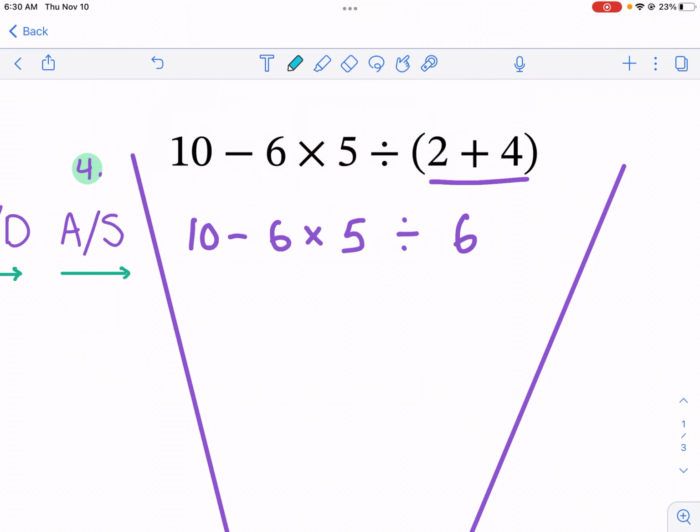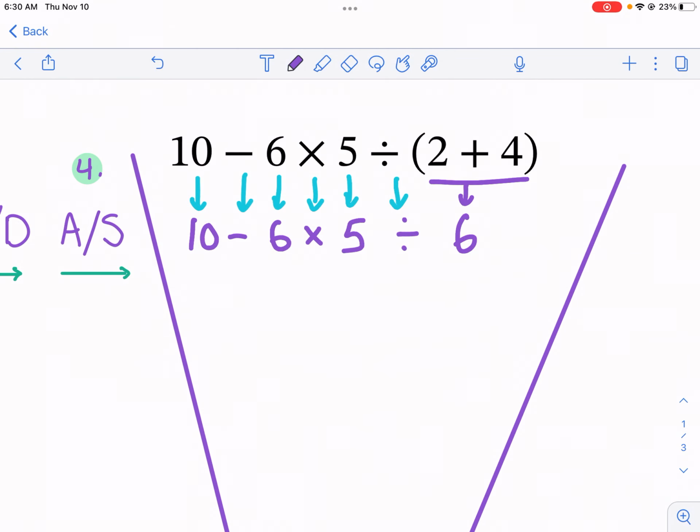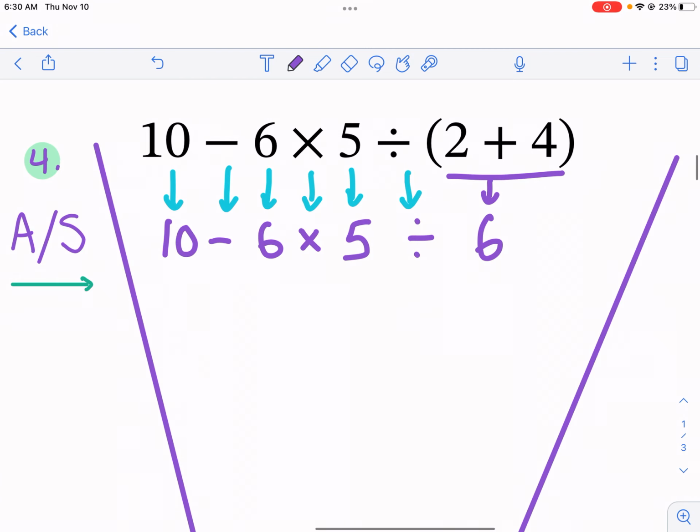Probably one of the biggest things I try to emphasize is you just keep everything in its place until you take on each one of those operations. So here we have 2 plus 6. That's the only thing we did. Everything else we just kept in the same spot. And it looks weird with all those arrows, but I just wanted to show you that's where my mindset is as I'm doing this problem.